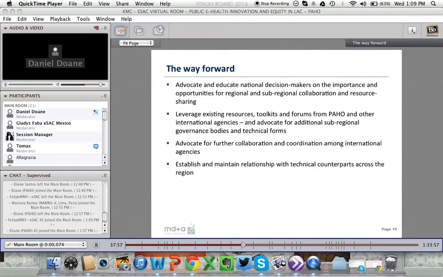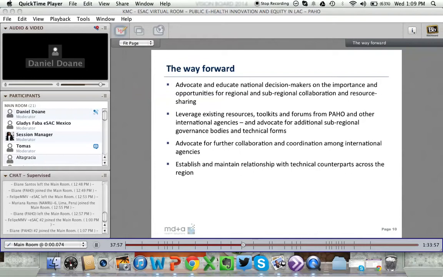So I think the first thing that really needs to happen is an ongoing advocacy and education about the need for collaboration and resource sharing in eHealth with decision makers, as well as with the regional and sub-regional leadership. It's sometimes difficult to make that business case, and I think that we need to work as technical folks to educate our decision makers on what those opportunities are and what the needs are and how it's going to help realize the full benefits of eHealth.